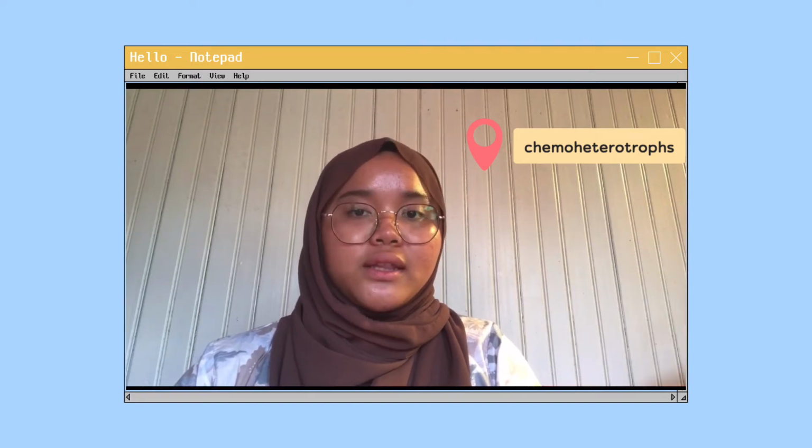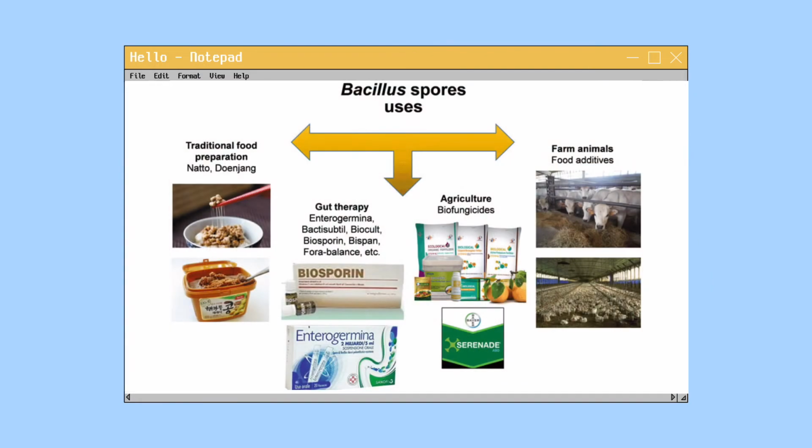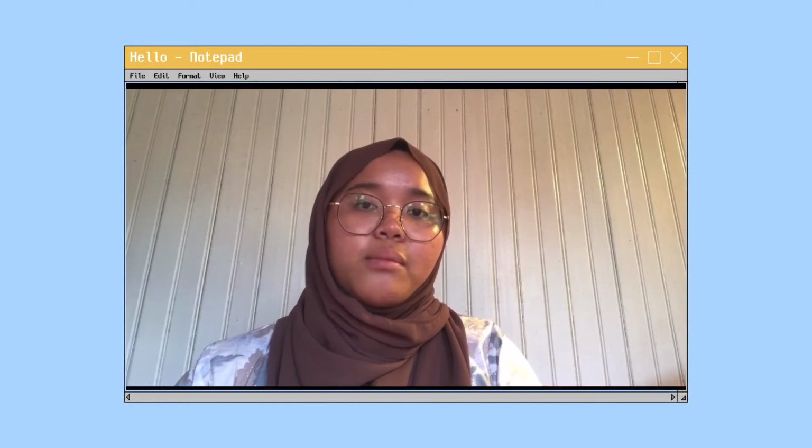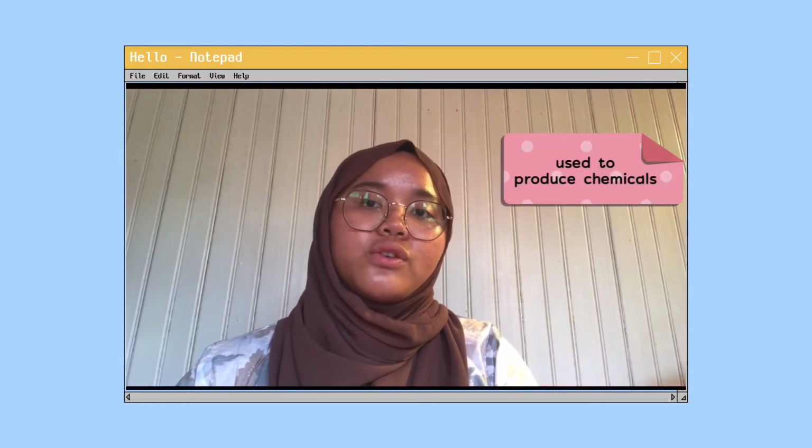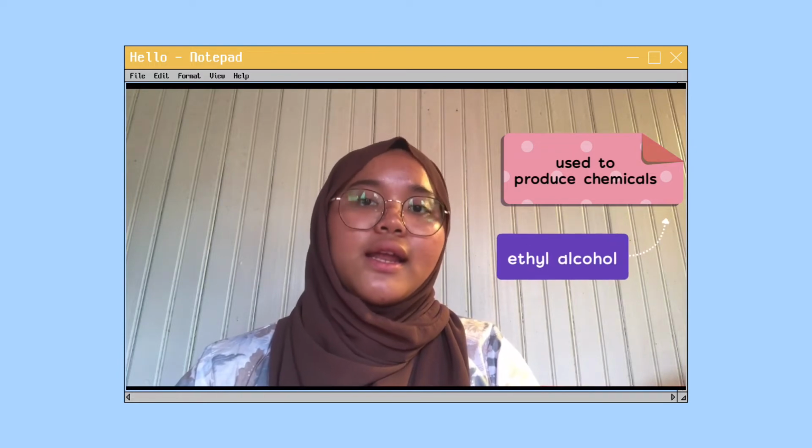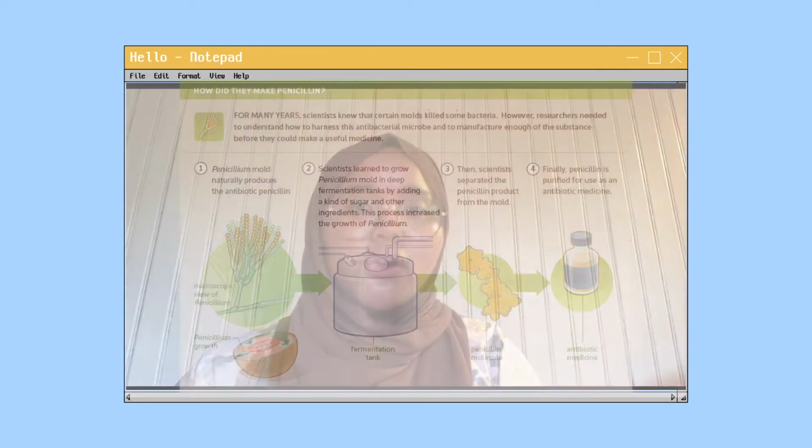The metabolic abilities of chemoheterotrophic bacteria have long been exploited by humans. Bacteria are used commercially to produce chemicals such as ethyl alcohol and acetic acid. Even antibiotics are produced by some bacteria.